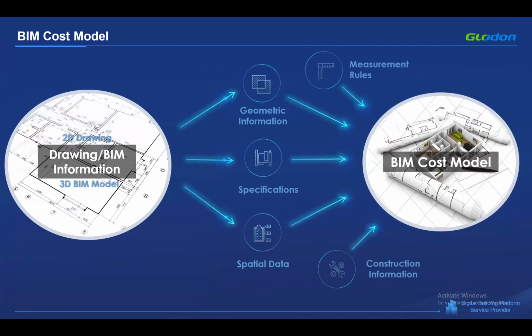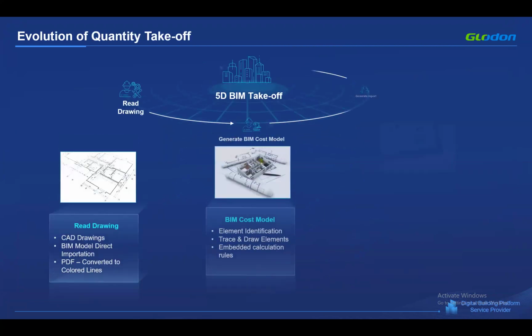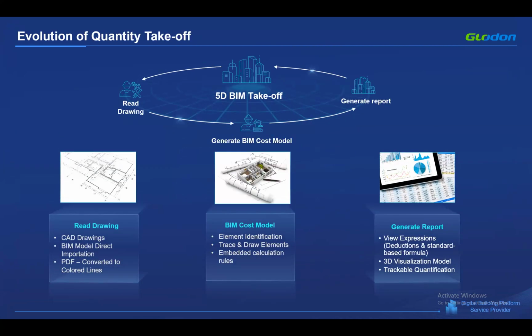You can import 2D drawings or 3D models to this amazing software, and you can extract geometric information. You can extract specifications and partial data from these drawings. Then you can use measurement tools and construction information to create a BIM cost model. This is very crucial. And this is the work process. First, the software will read the drawing, then the software will generate the cost model. Then you can generate reports based on this cost model.